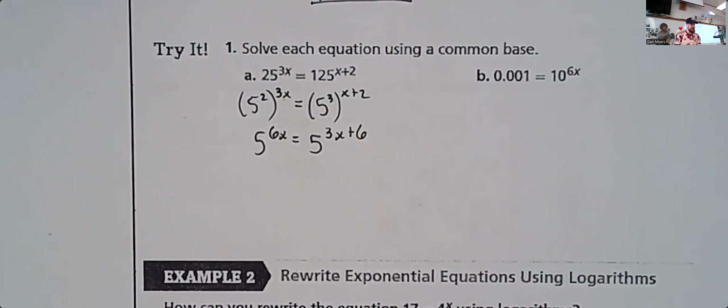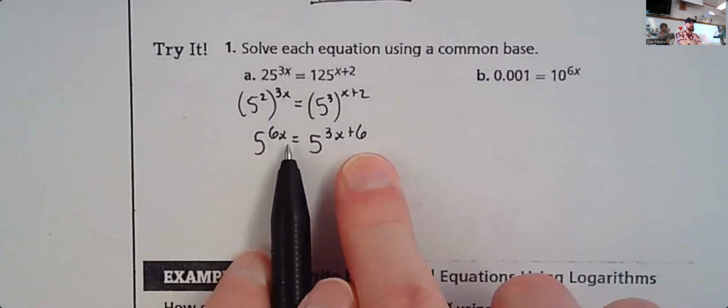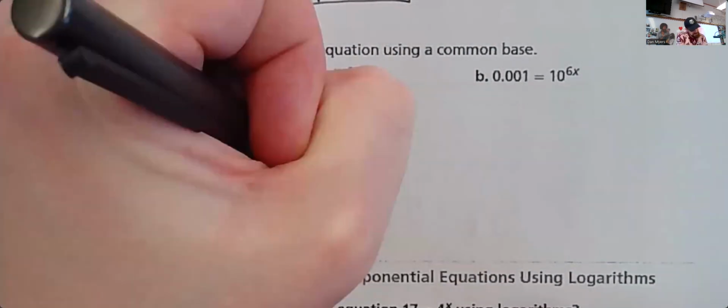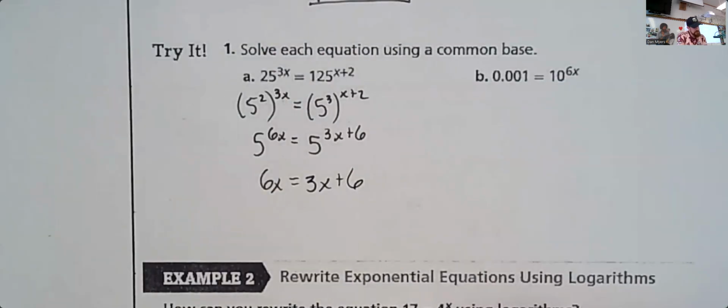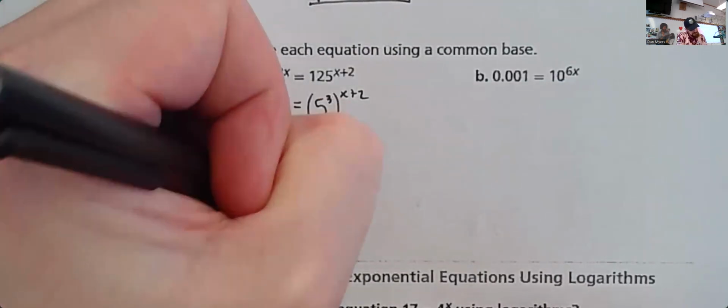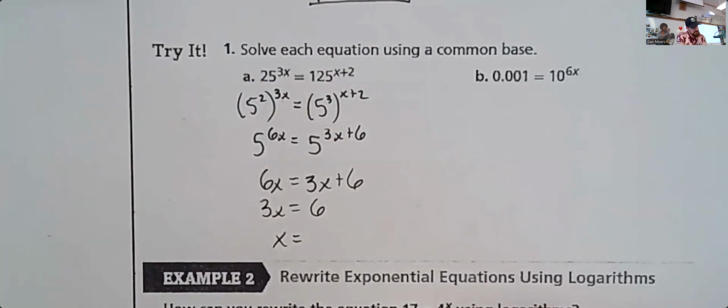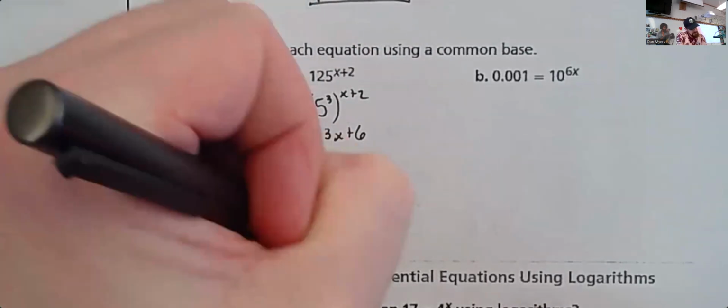All right, so now that we've equalized our bases, let's set both exponents equal to each other. So it'll be 6x equals 3x plus 6. Subtract 3x, that means 3x equals 6. So what does x equal? 2, yeah, x equals 2. Nice.